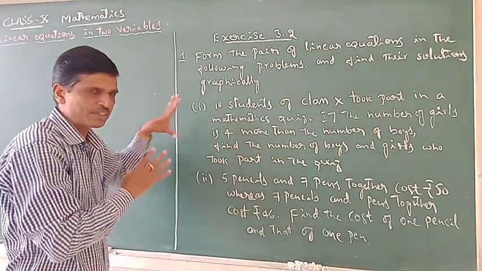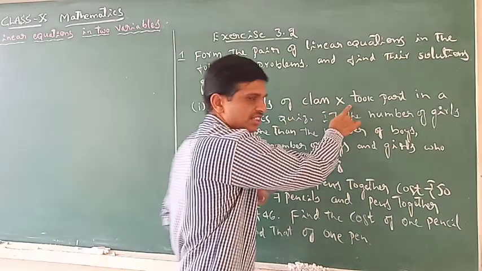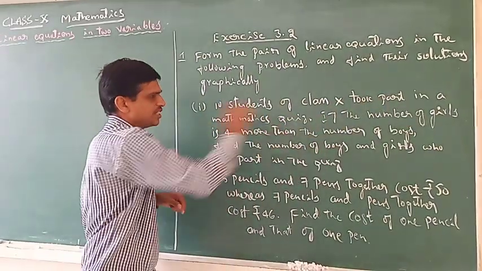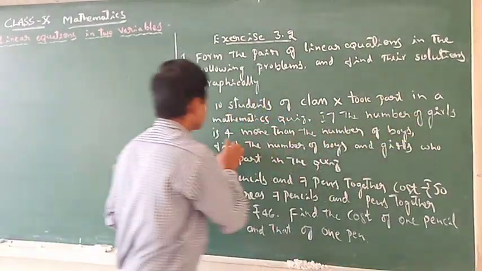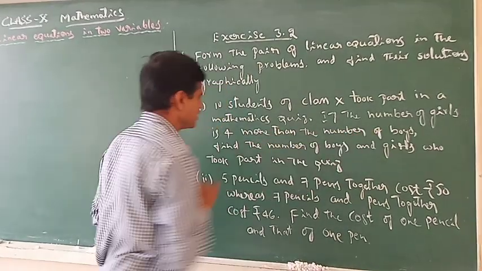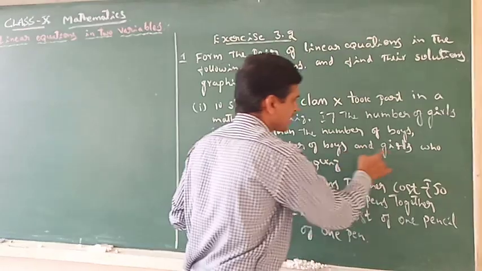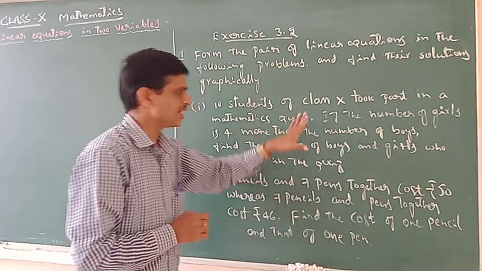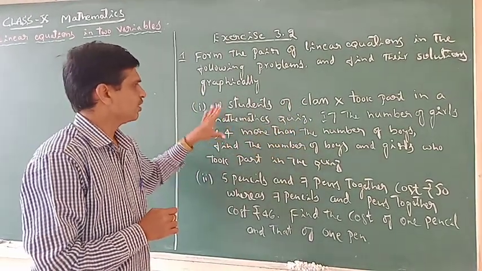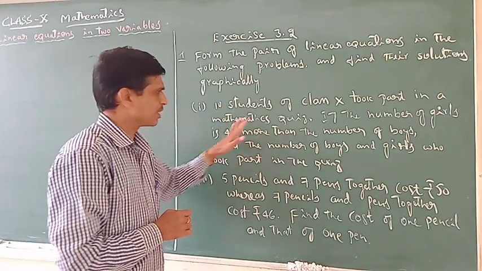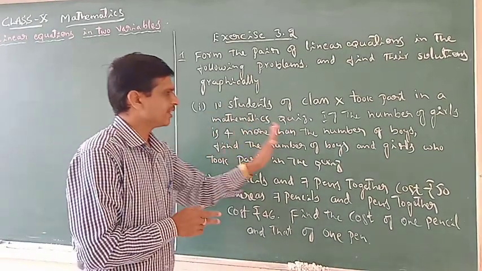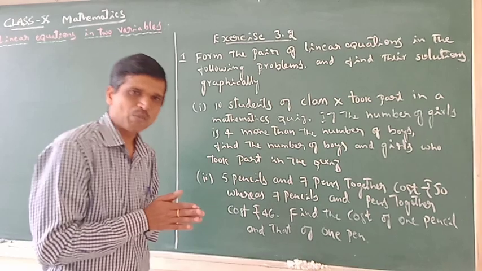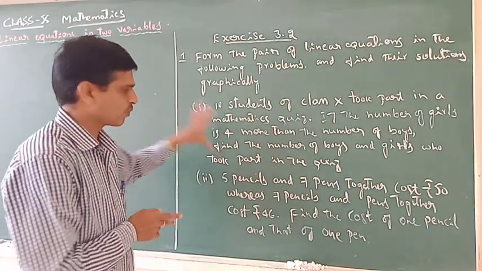So what is the first question? Here some situations are given. 10 students of class 10th took part in a mathematics quiz. If the number of girls is 4 more than the number of boys, find the number of boys and girls who took part in the quiz. Here both boys and girls are there, in which a total of 10 students participated in the mathematics quiz. They gave one clue, the statement that the number of girls is more than the number of boys by 4. So we can convert it into algebraic form.